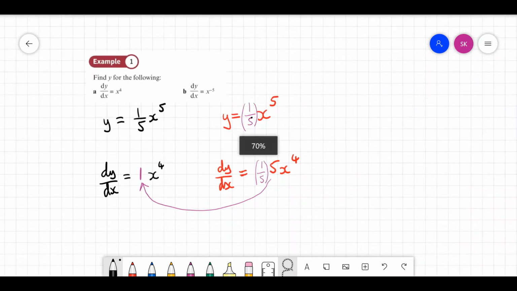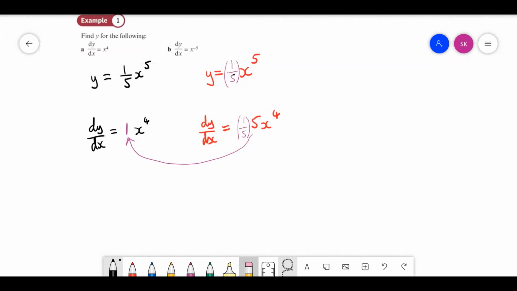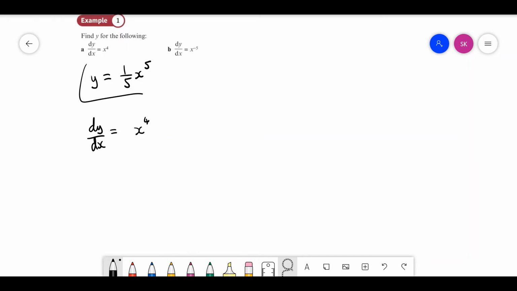So we've already said, I'm going to rub out this working. We've already said that 1/5 x to the power of 5, this thing here, differentiates to x to the power of 4. Can you think of anything else that differentiates to x to the power of 4? Pause the video and have a think if you haven't already thought of one.